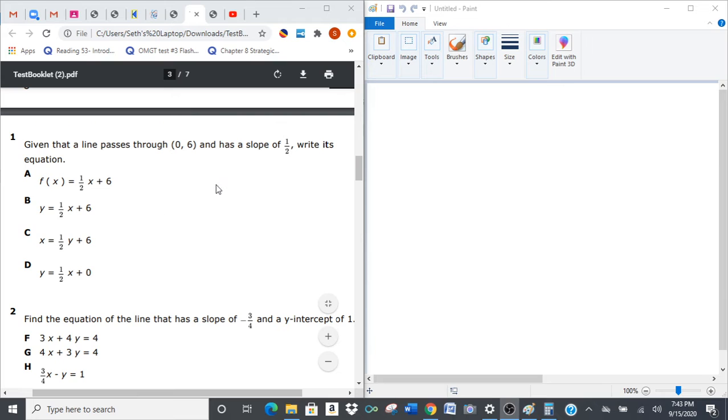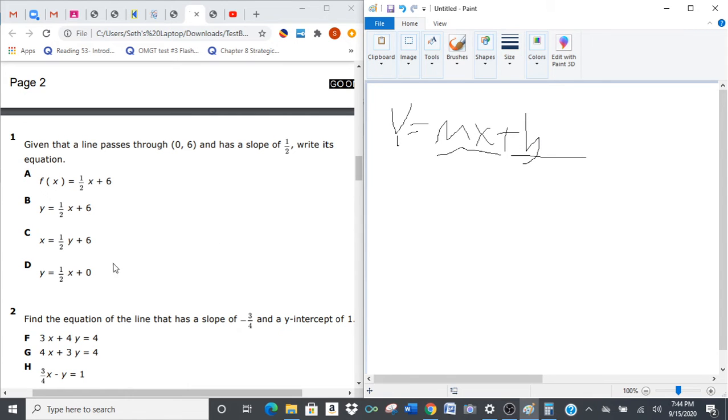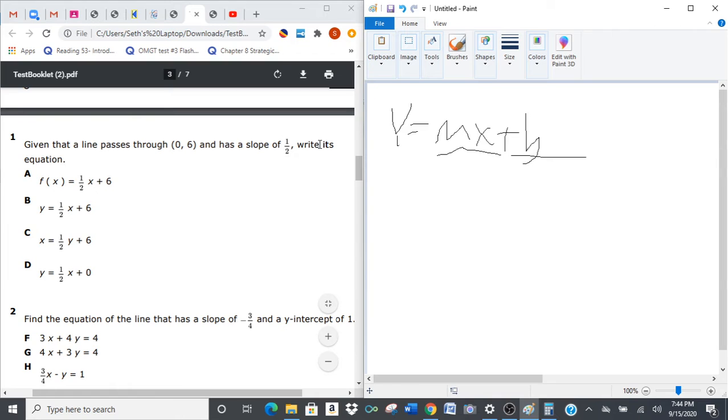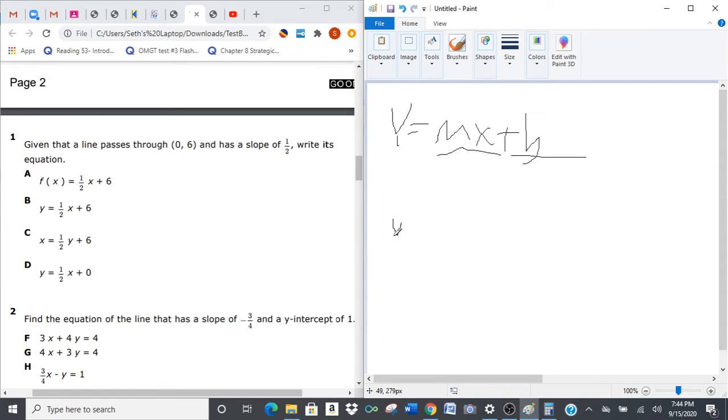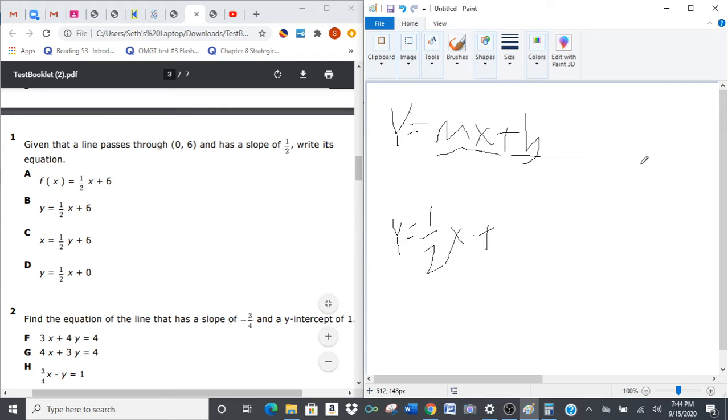So, number one, given that a line passes through (0, 6) and has a slope of 1/2, write its equation. In the previous lessons, you'll remember it was y equals mx plus b. This is the slope and this is the y-intercept. So it tells you that the slope is 1/2, so y equals 1/2 x. Now we've got to figure out b, the y-intercept. It says it passes through (0, 6).